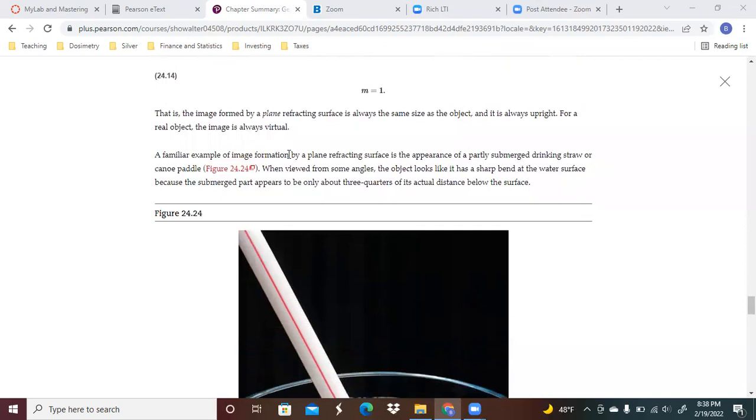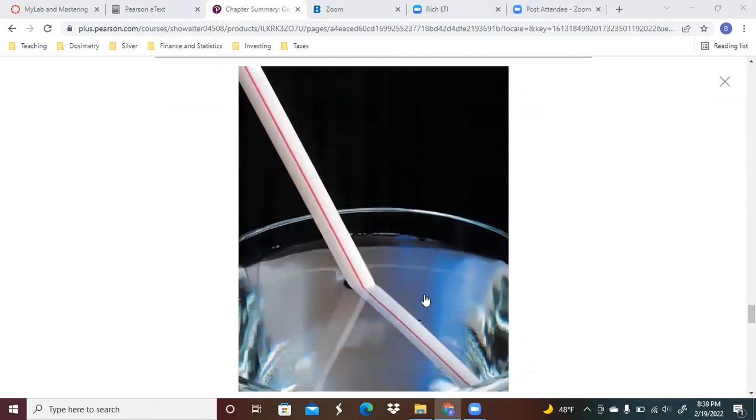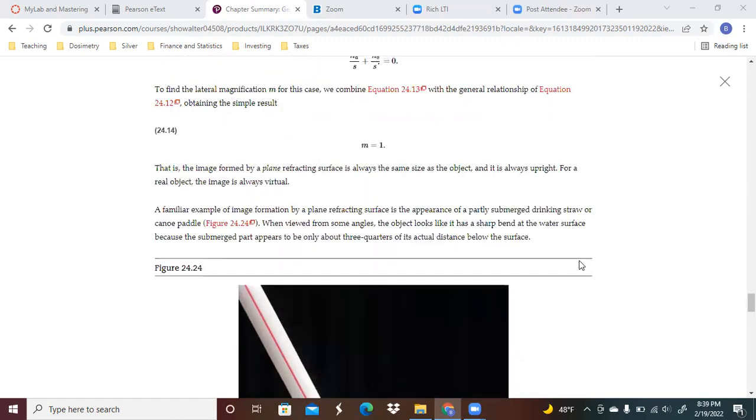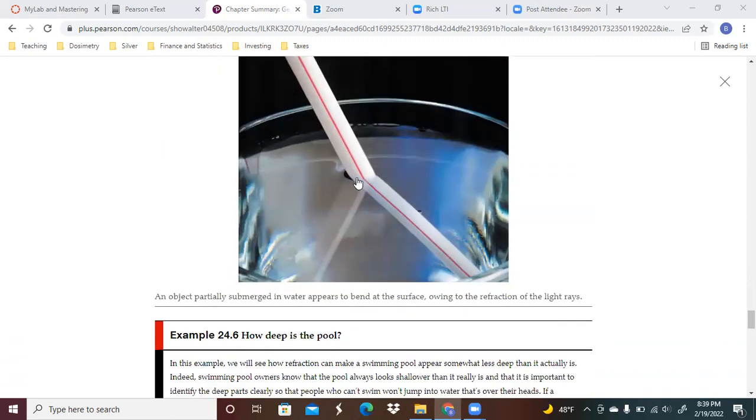A familiar example of image formation by a plane refracting surface is if you take a straw and look at it this way, or a canoe paddle. When viewed from some angles, the object looks like it has a sharp bend because the submerged part appears to be only about 3/4 of the actual distance below the surface.